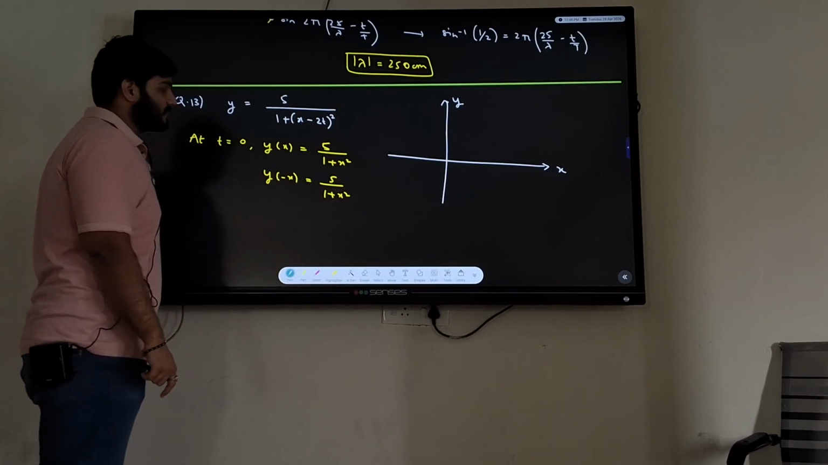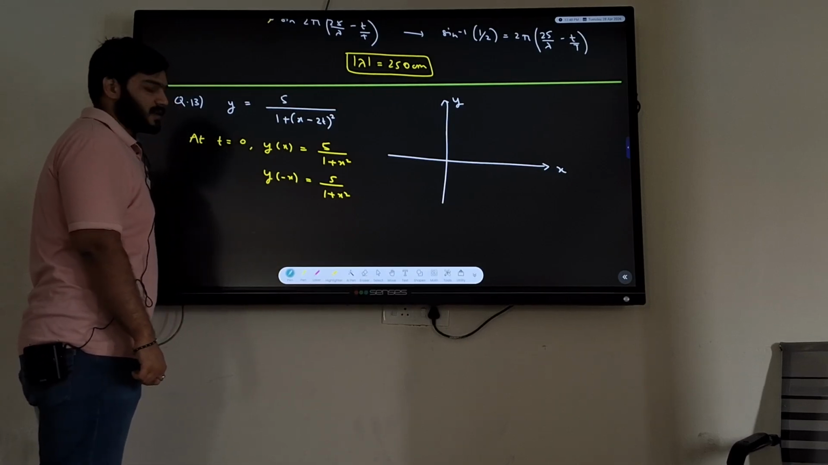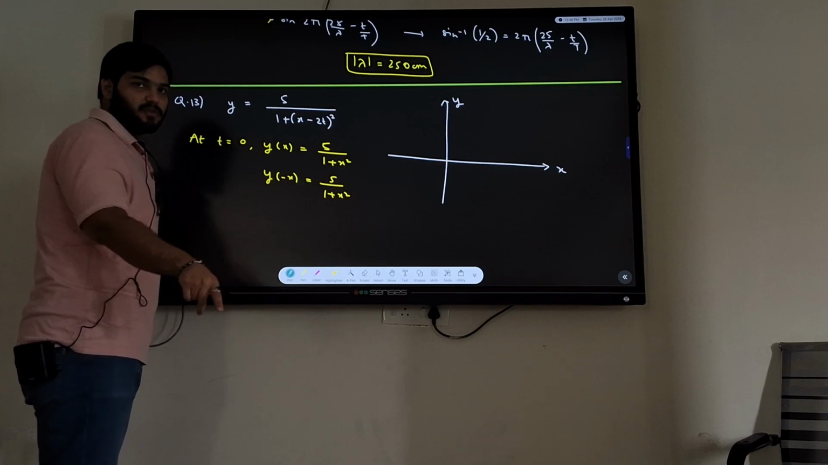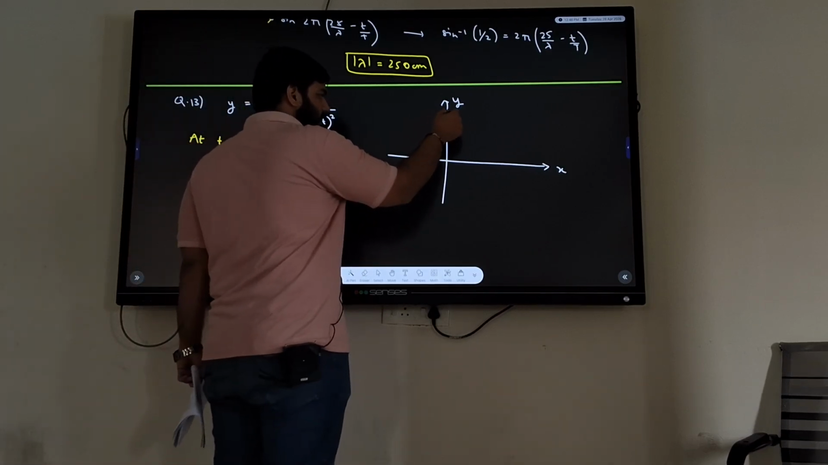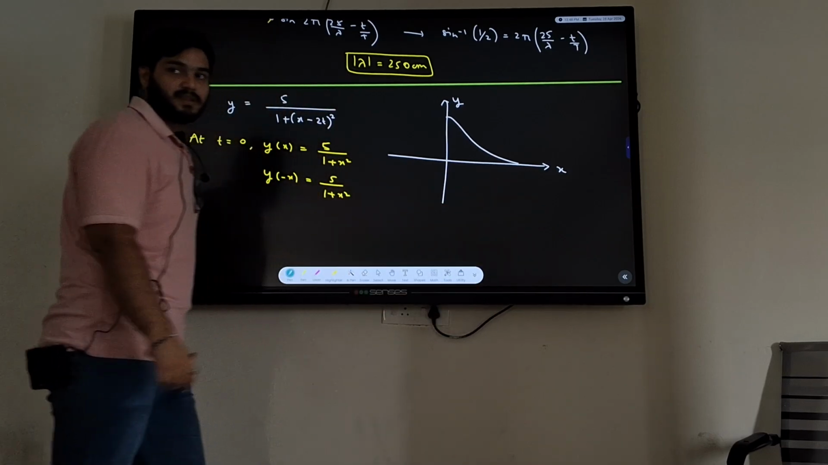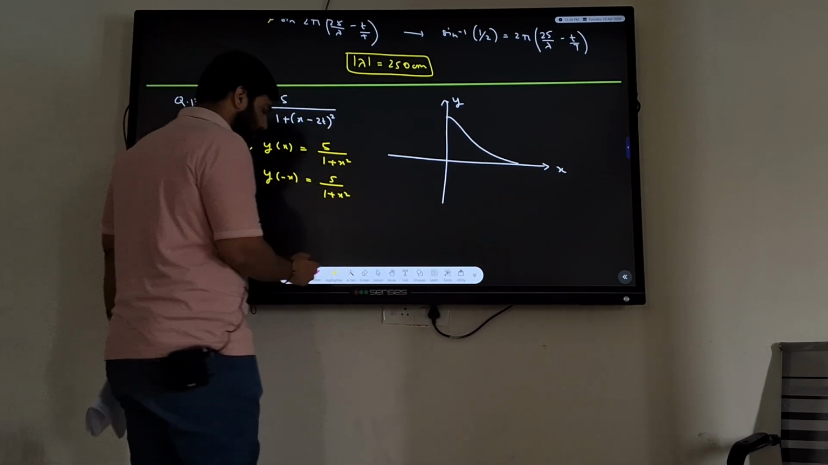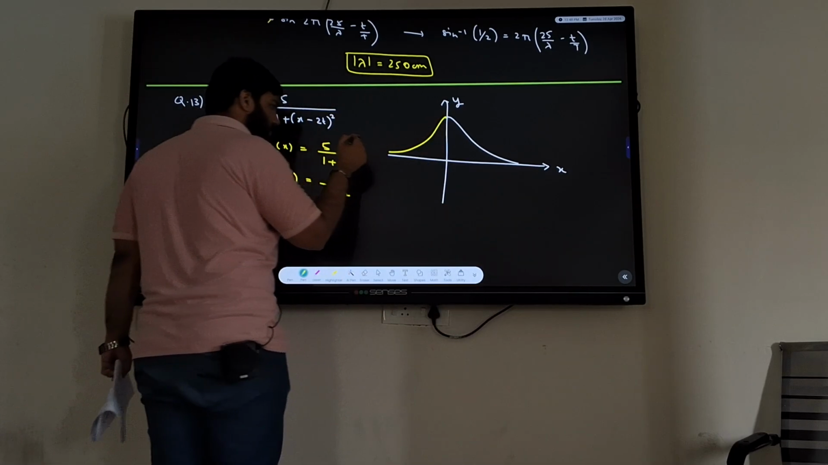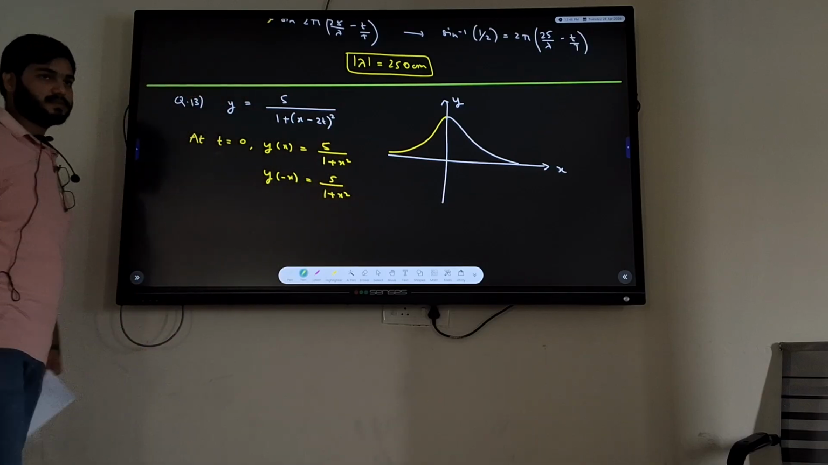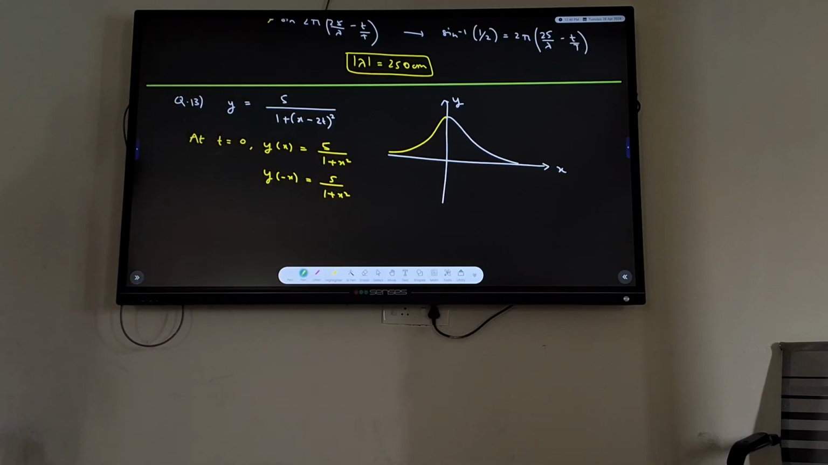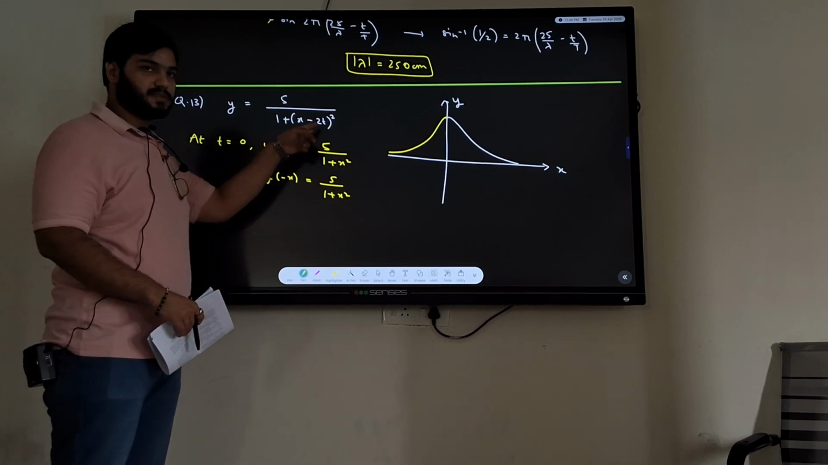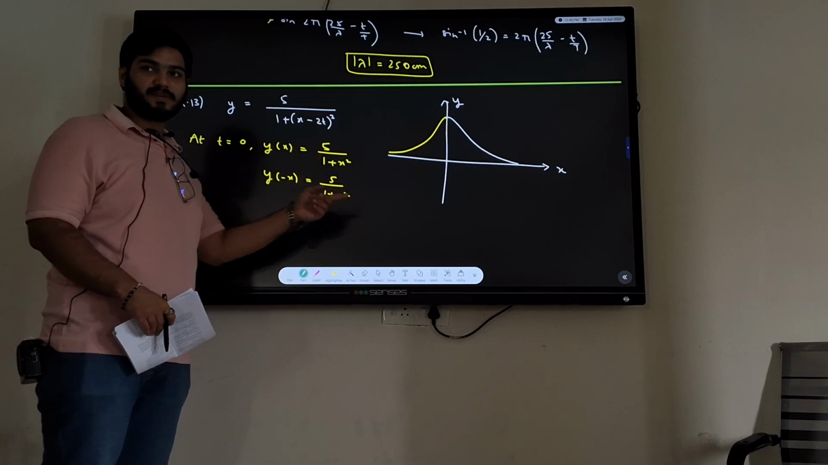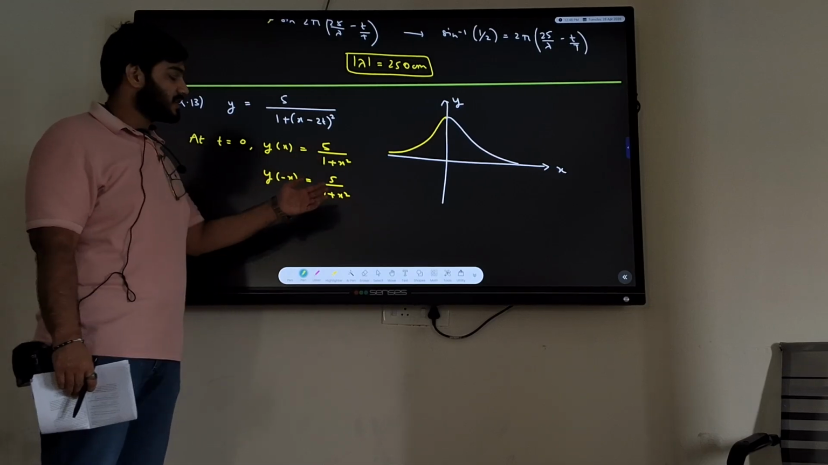Acha, at t equal to 0, how is the graph falling? Falls off as 1 over x square. Then how will it fall? Something like this. And then since the graph is symmetric, it should be something like this. No, you are taking t equal to 0 and then it falls off as 1 over x square. This is how the graph looks.